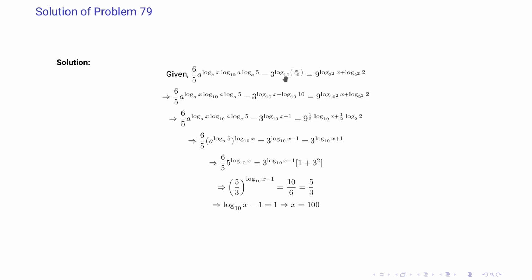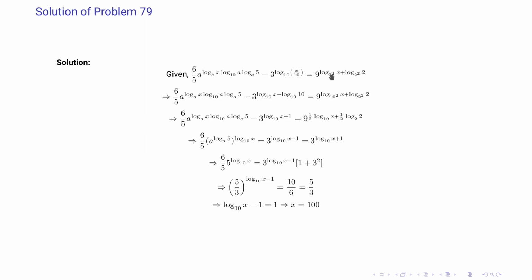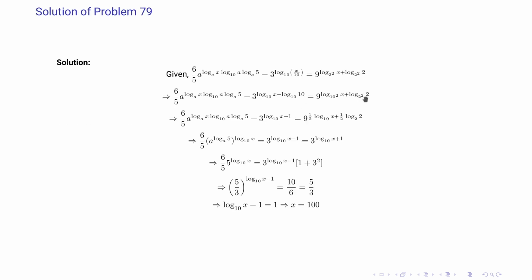So first we consider the power of 3. We write log of x by 10 with base 10 as log x with base 10 minus log of 10 with base 10. And on right hand side, this should be 100, right? Yeah, this should be 100. That is 10 square. So this is 10 square x plus log of 2 square 2. This log 4 is written as 2 square. Once we have this, we will have log of 10 with base 10 as 1.